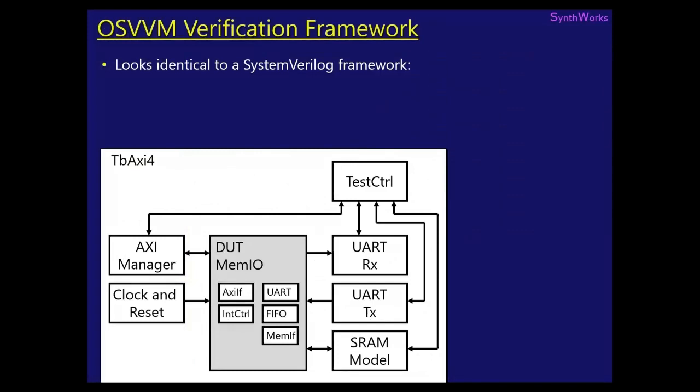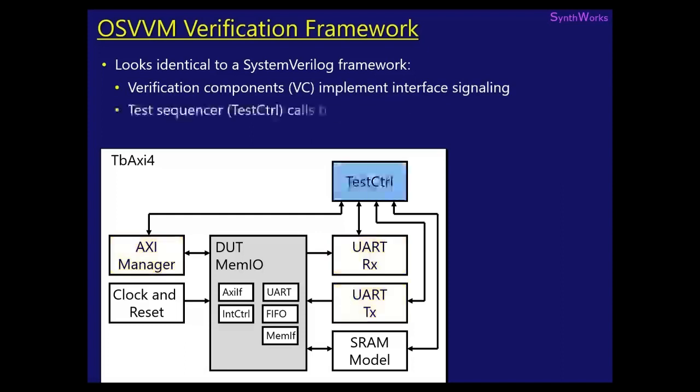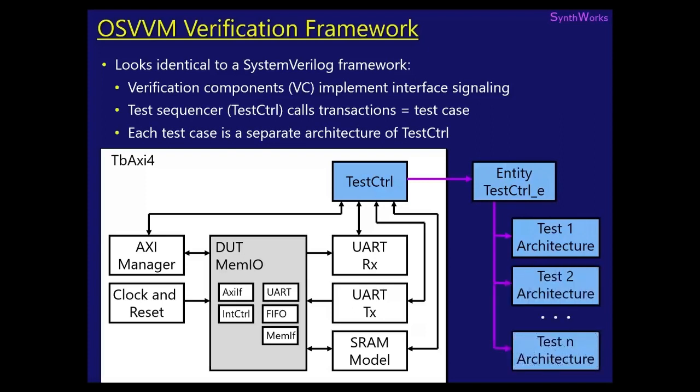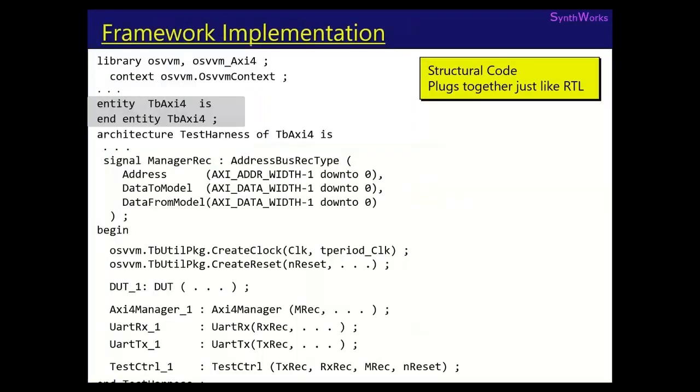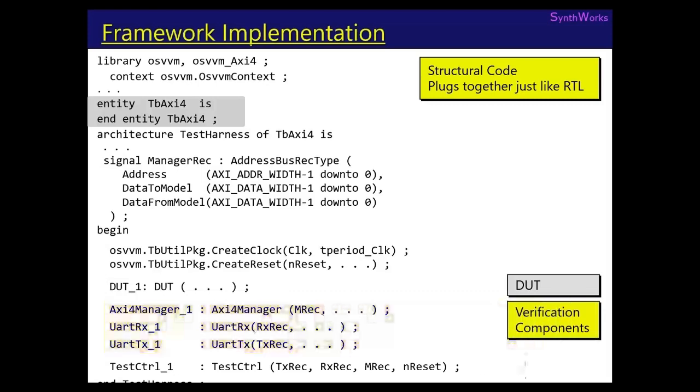As a framework, we look pretty much identical to what System Verilog and any other verification framework does. We use verification components to implement interface signaling. We have a test sequencer that calls transactions and creates our test cases. Each test case then is a separate architecture of test control. So the framework is nothing more than structural code, just like what you do with RTL. We instance the DUT, we instance our verification components, and we instance our test sequencer. It just plugs together in a very natural way.